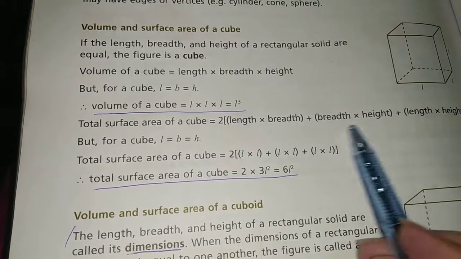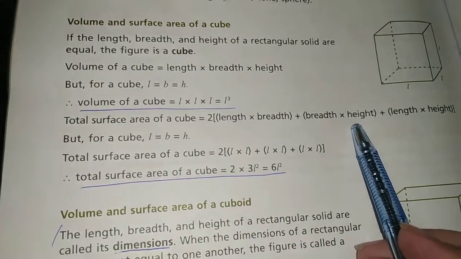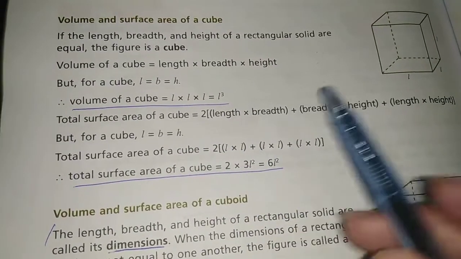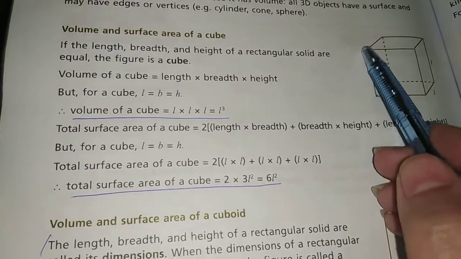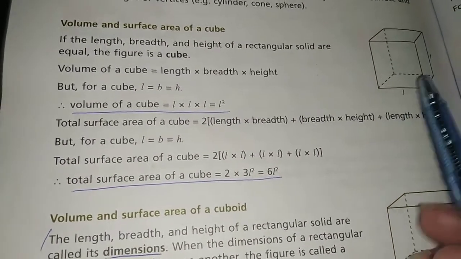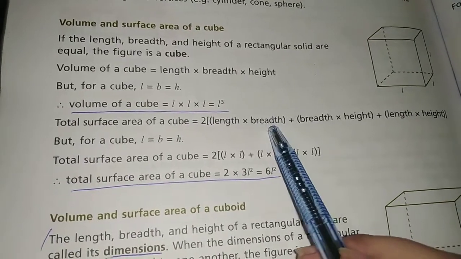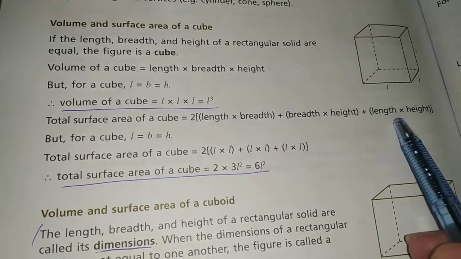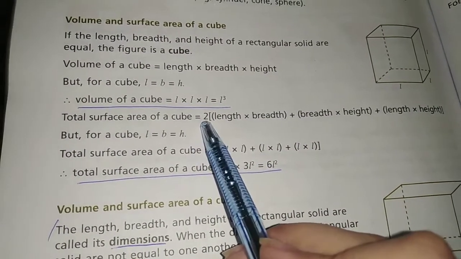This is the formula of total surface area: 2 into length multiplied by breadth, because we have read this. There are 6 rectangles. So the formula of a rectangle is length multiplied by breadth. So there is a height. So length multiplied by breadth plus breadth multiplied by height plus length multiplied by height, overall multiplied by 2.